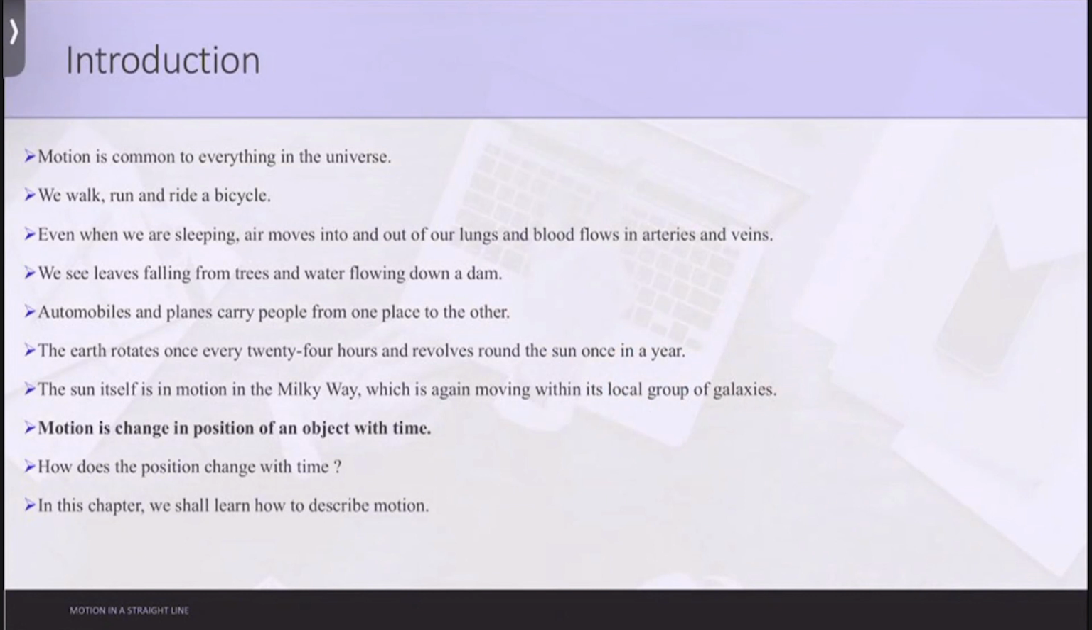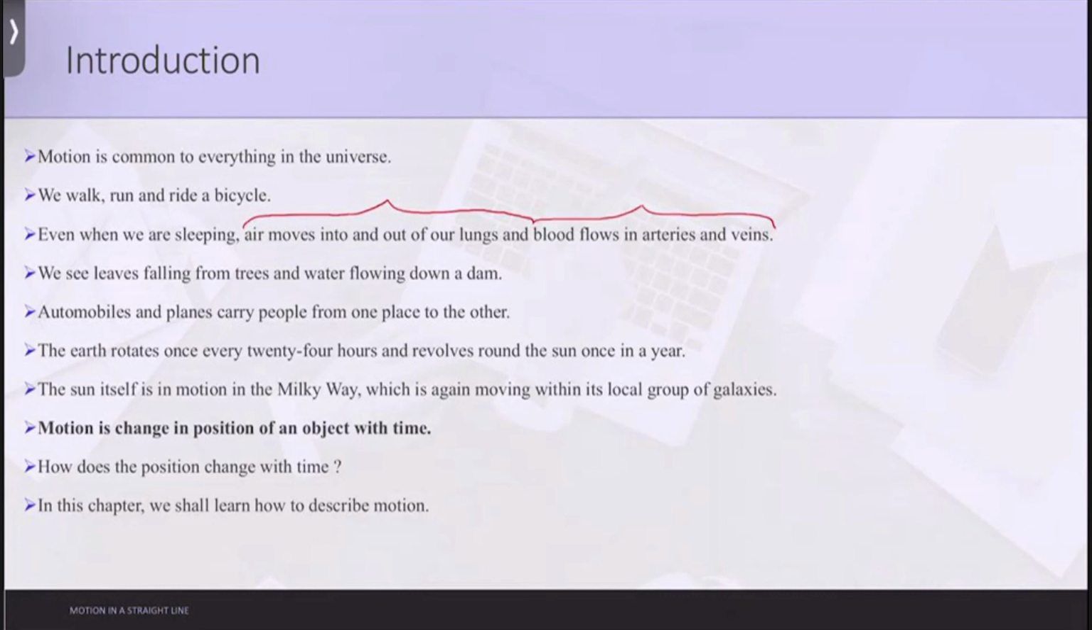Fine. So let's start. Motion is common to everything in the universe. We walk, we run, we ride a bicycle. Even when we are sleeping, air moves into and out of our lungs and blood flows in arteries and veins. So this blood flow is also some motion, either upward, downward, or sideways. This air movement is also some motion, right? Maybe curvilinear, maybe rectangular, maybe in a straight line, maybe in a circular motion, maybe back and forth, but some sort of motion is happening there.